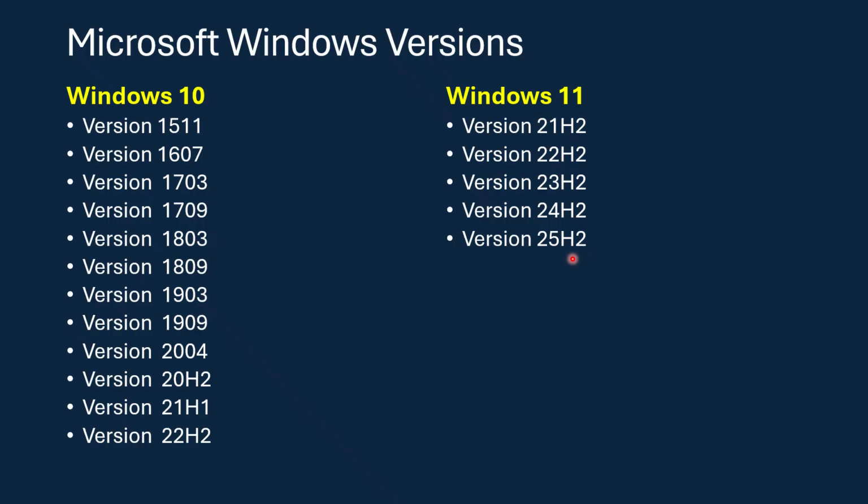25H2. So if you notice here, Microsoft maybe decided that in Windows 11 they will release one version of Windows in the second half of the year. And this will continue. So maybe the next version for Windows 11 will be version 26H2, and the next version 27H2, and so on. Now I will show you how you know which version you have on your computer. We will come to this.